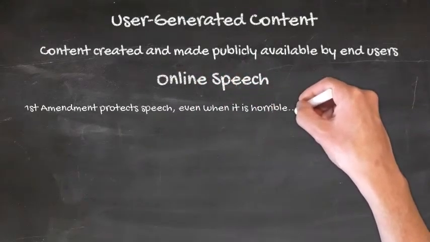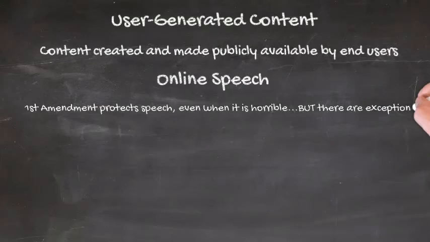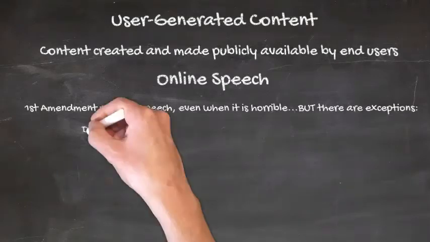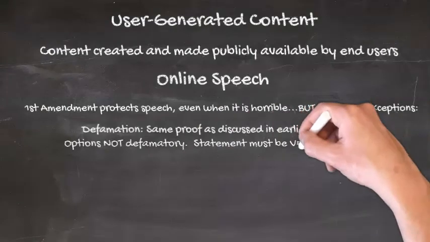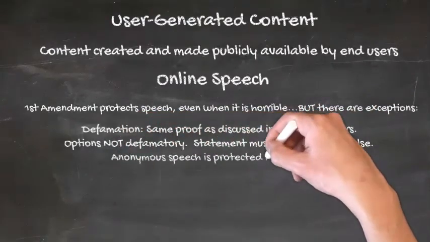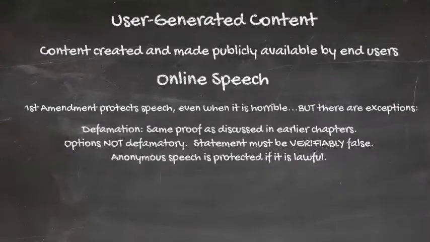Now let's move on to online speech. The First Amendment protects speech, even if it's really horrible, but there are always exceptions. So if there is defamation involved, then the law of defamation will apply, which we discussed in Chapter 8. The plaintiff must prove that the defendant communicated a false statement which harmed your reputation. But opinions are not defamatory. Statements must be verifiably false, and anonymous speech is protected if it is lawful. The idea being that it would be an undue burden on an ISP to go figure out who actually said it if it's anonymous.